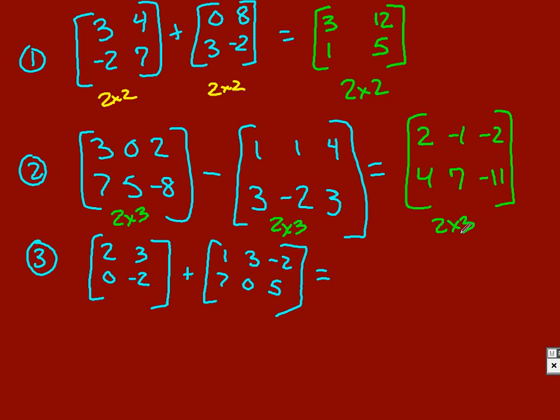And number 3, what's going to happen here? Well, we have a 2 by 2 matrix, and then we have a 2 by 3 matrix. I cannot add this. I cannot combine this at all, so this is just no solution. What a lot of people will try to do is maybe add a row of zeros there. You cannot do that. Do not try to add any zeros to make your addition or subtraction of matrices any easier. The other thing we want to look at real quick is scalar multiples.